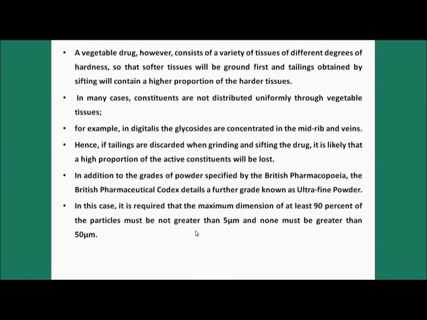See, 90% should not be greater than 5 micrometer. The remaining 10% of the powder should also not be greater than 50 micrometer. Then only it will be known as an ultra fine powder, as coded by the British Pharmaceutical Codex. So determination of the particle size for this grade is carried out by the microscopic method, which we are going to discuss in our upcoming slides.